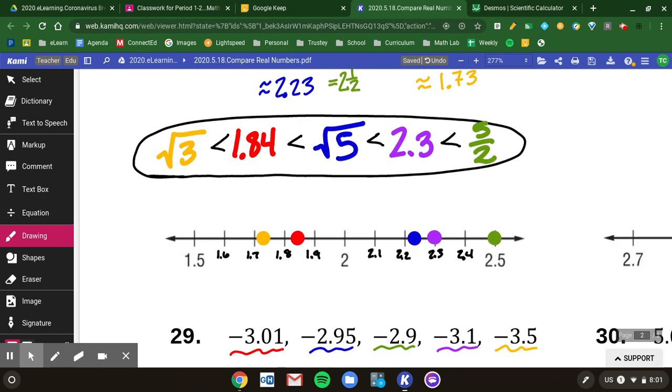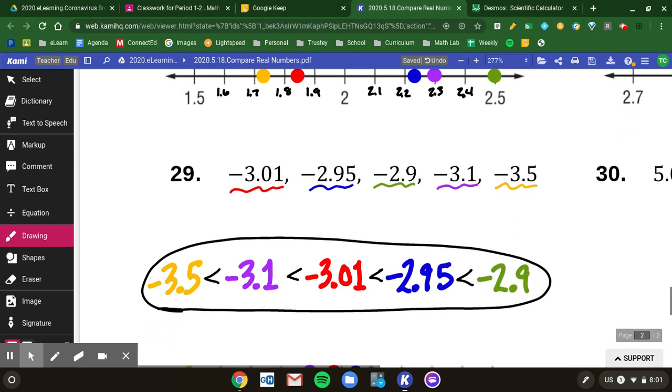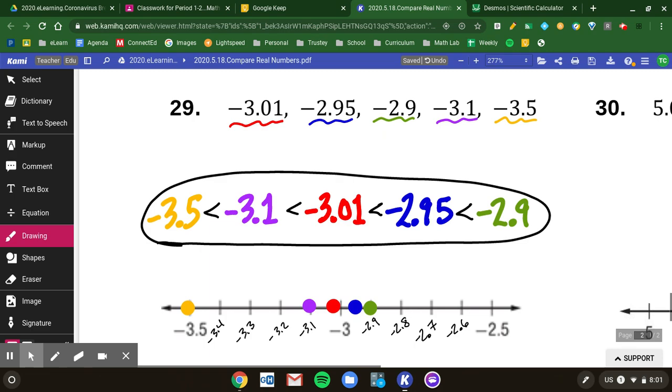Number 29, I didn't need a calculator, but I do need to be careful with the negatives. So maybe I skip to the number line first, and I put -3 and 1/100ths in red, just a little past -3. -2 and 95 hundredths, well, that's -2.95, and then another part, so you see that in blue. -2 and 9/10 in green, -3 and 1/10 in purple, and -3 and 5/10 in orange.